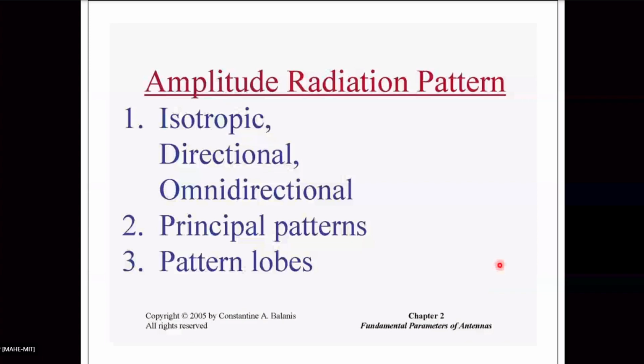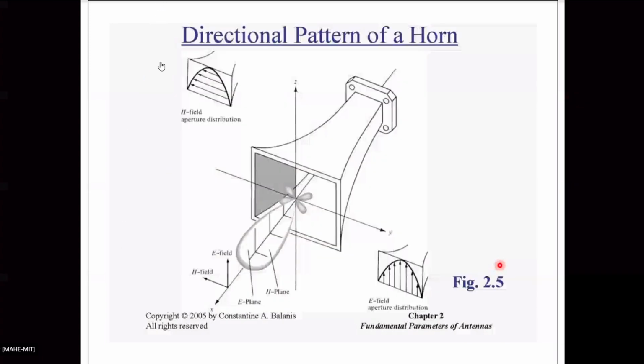Can I go to the next slide? Now this is a horn antenna. He is showing the H plane and E plane in this, and the radiation pattern. In a waveguide, the electric field lines are vertical and the H fields are horizontal. You have heard of the TE10 mode.